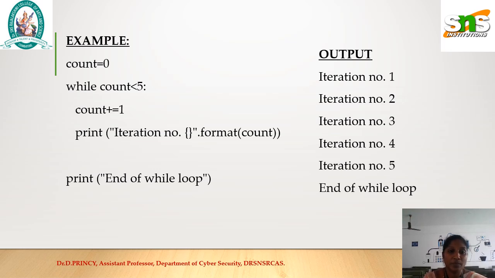Then it goes to check the condition another time. 1 is less than 5, it becomes true. Iteration 2. 2 is less than 5, and so on, till it meets 5. So the iteration runs 5 times. After count reaches 5, the condition becomes false, so it comes out of the loop. It displays the message: end of while loop.